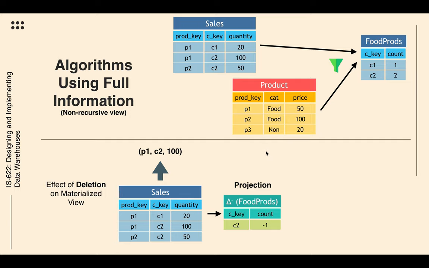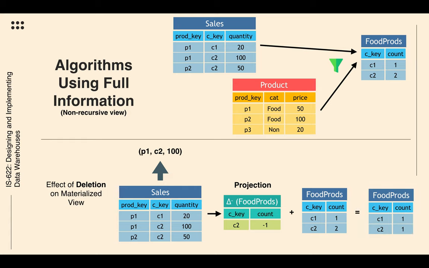Okay, so remember that so that you understand the difference between full information and partial information. That's how we created this projection. The projection is created, C2 is added, and minus 1 is done only because P1, which is related to C2, is actually a food product. Once the projection is created, we merge it with our original view, which is food prods. Now once we merge it, we can see that C2 is there, which has 2, so we subtract 1 from it. The resultant count will become 1, and that's it. That's how deletion works. Again, as you saw, we are using full information.